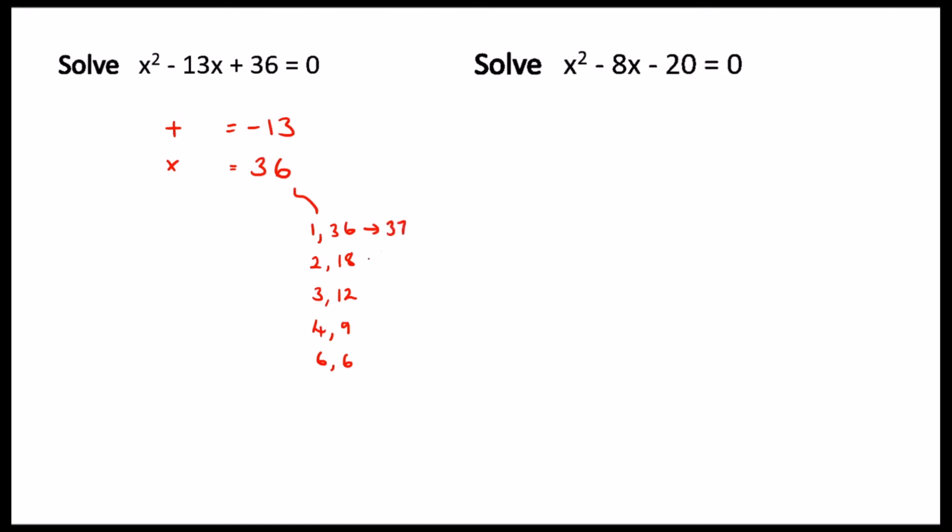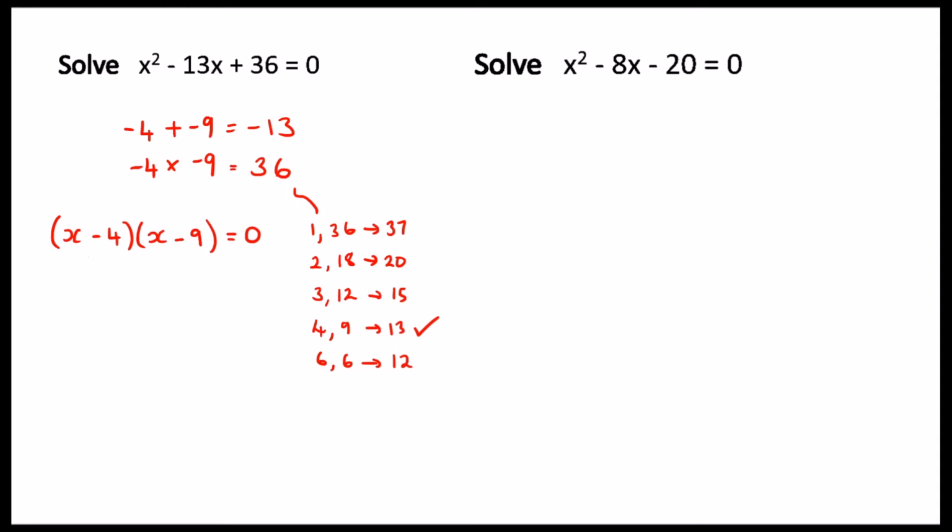So the first one gives us 37, 20, 15, 13, and 12. So the one we want is 4 and 9. Because we have a positive product but a negative sum, instead of writing 4 and 9, I know that I need to have minus 4 and minus 9 to make this work. That means to factorise, I end up with x minus 4 in one bracket and x minus 9 in my other, and this is obviously equal to 0.